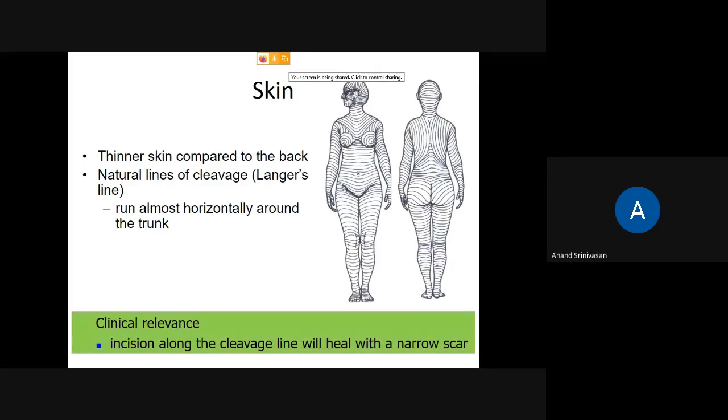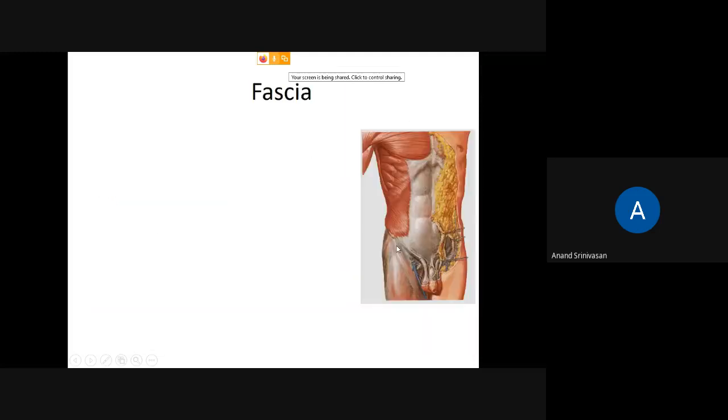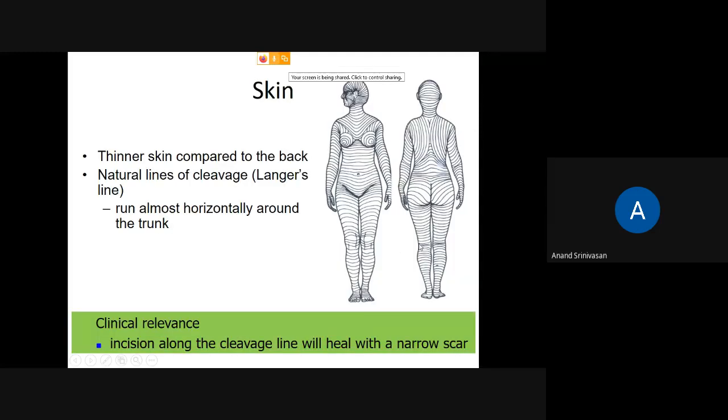Now, the abdominal skin is thinner, and it follows Langer's lines. Usually the incision is made along the cleavage line so that the healing will be better and the scar will be less. For example, during gallbladder surgery, they will make an incision on the upper part below the subcostal region, and more commonly, like in a C-section, a cesarean section.